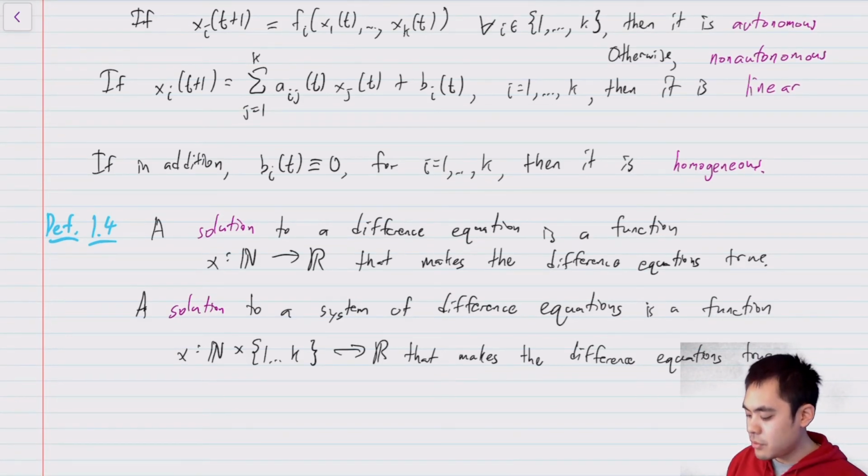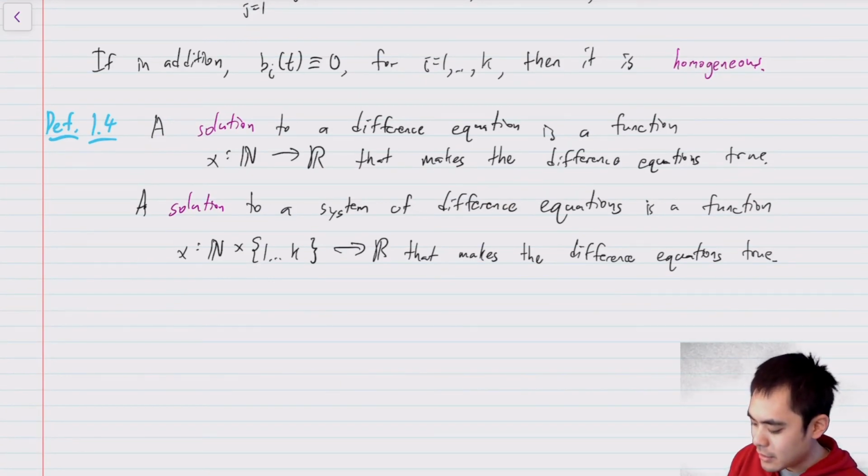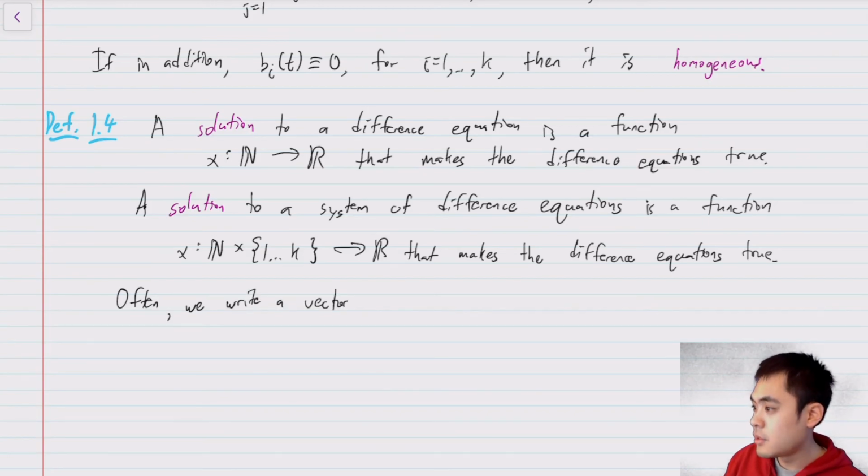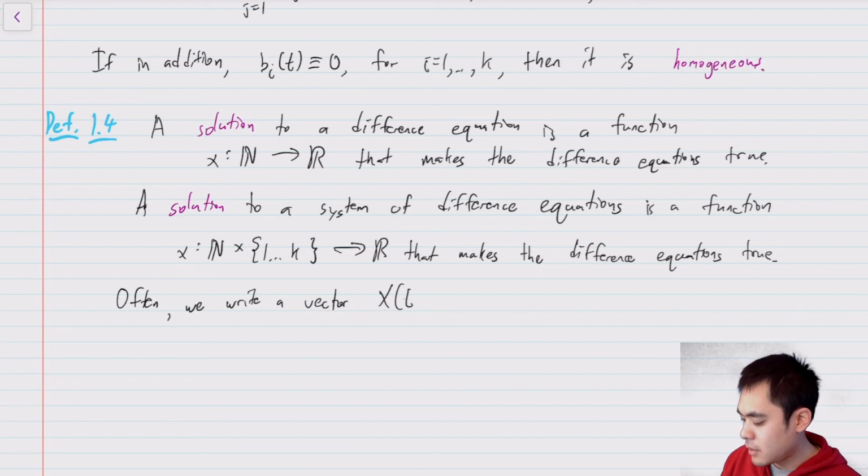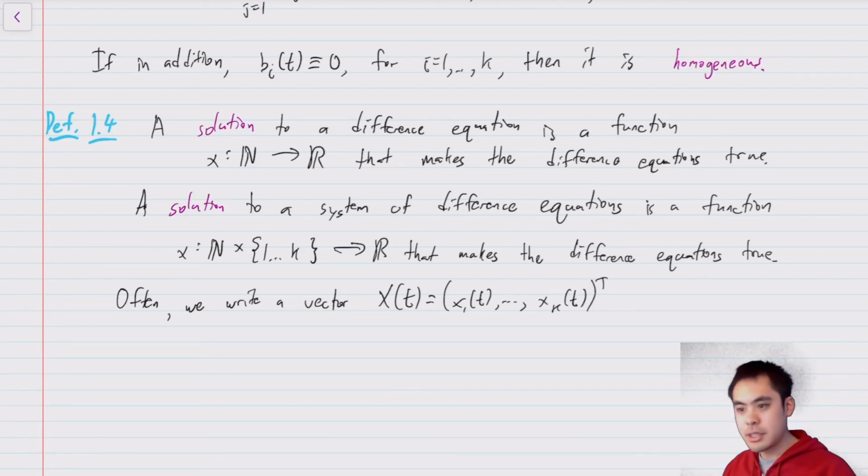Okay, and this is a sort of really mathy way of writing it, but often we'll write it in a slightly easier to parse way. Often we write a vector x of t is equal to x1 of t through xk of t, transpose, since normally we prefer working with column vectors, since later on we'll see that there is a linear algebraic interpretation of all this for the solution.